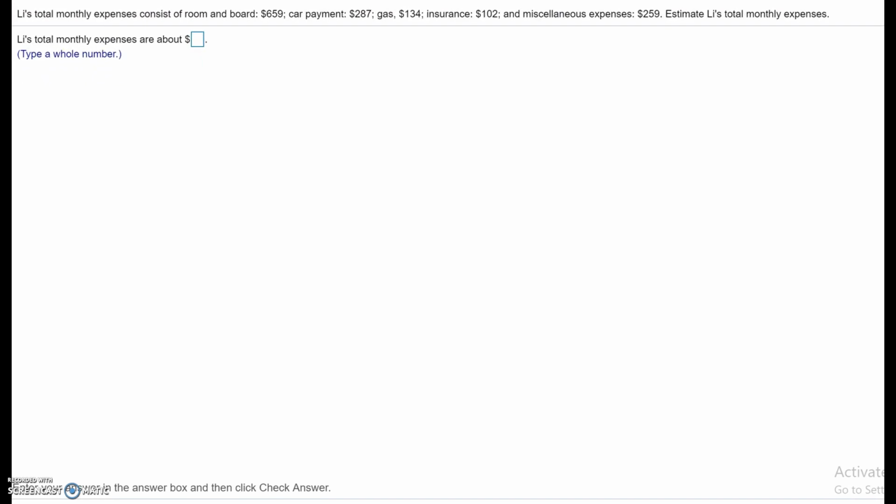So Lee's total monthly expenses consist of room and board, $659 for the car payment, $287 for gas, $134 for insurance, $102, and miscellaneous expenses of $259. Estimate Lee's total monthly expenses. So in this section, what you'll notice when you work through the homework is that very rarely do the authors of the book tell you when you're working these kind of word problems of sorts. They don't tell you where to round.